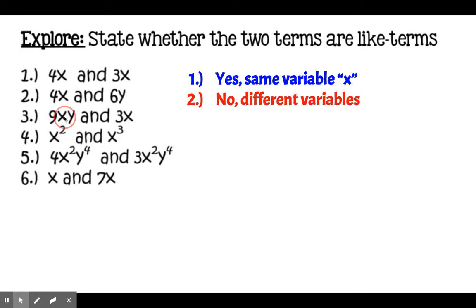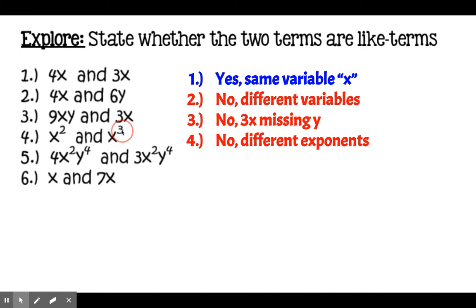What about 9xy and 3x? Are they like terms? No, they're not, because the 3x is missing the y. So even though both of these terms have an x, the 9xy has an extra letter, okay? What about example 4? They have the same variable of x, and then now we have exponents. This is x to the second power, which we can say x squared, and then we have x to the third power, which we can say x cubed. They are not like terms. They're different exponents, so we cannot combine them.